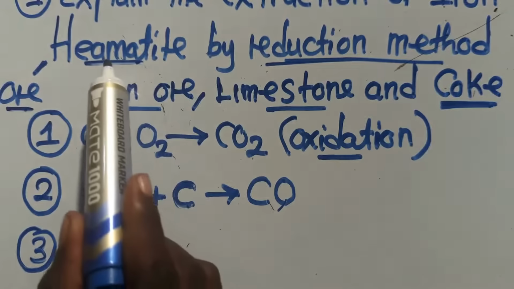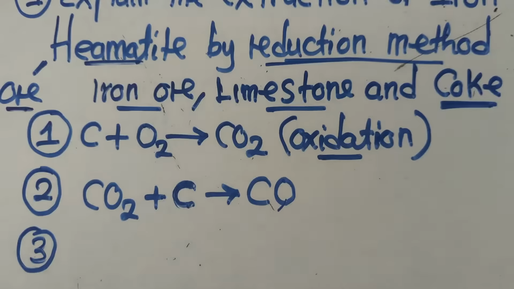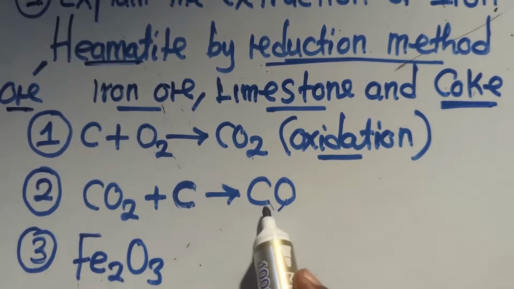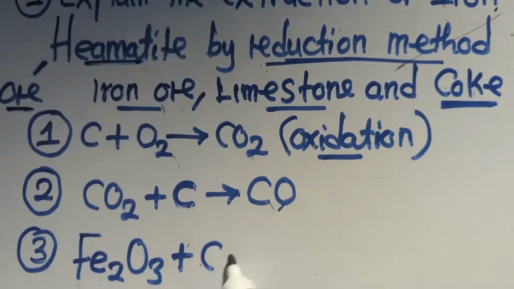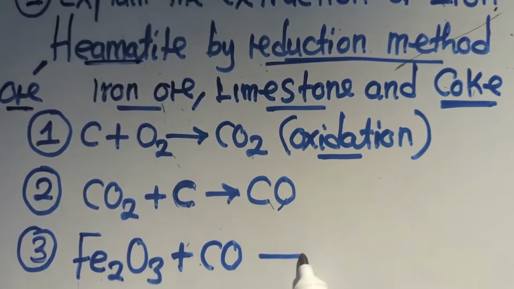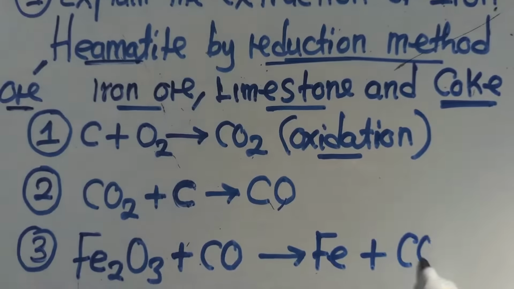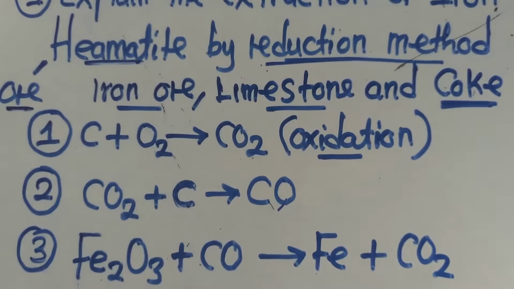So this one that is here, the hematite, is called iron oxide. So that iron oxide, it is like this. So it is what? Iron 3 oxide. So it is going to react with this one that was produced here, the carbon monoxide. So when it reacts with carbon monoxide, iron is going to be produced plus what? Carbon dioxide.